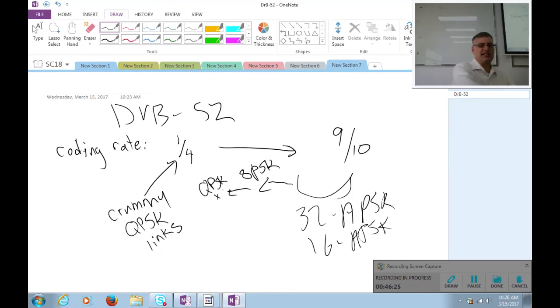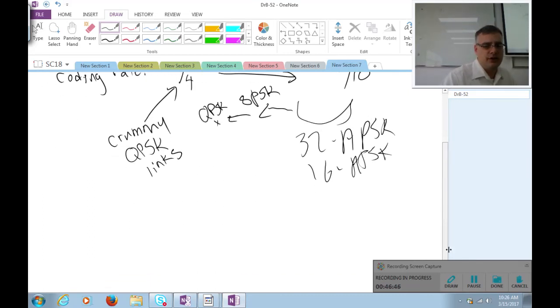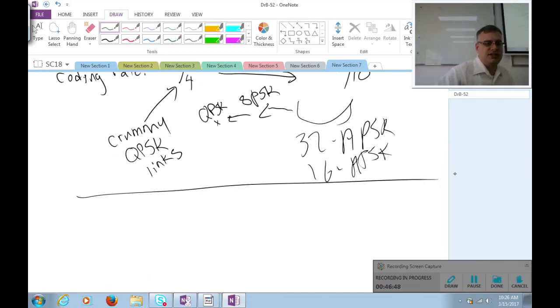And so there's a whole bunch of selectable rates in between these two values, 1/4 and 9/10, that allows you to transmit and make the most out of your radio channel. Now, some things that are on the horizon here that aren't necessarily in the standard yet, but people have talked about improving or incorporating into DVB-S2.